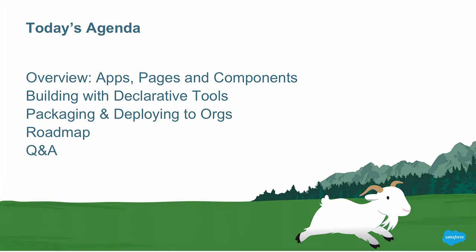So the agenda today, we're going to give an overview. I'm going to go through just what apps, pages, Flexipages, Lightning Pages are. They're actually the same thing. Flexipages is just how we expose Lightning Pages in code. And then we'll talk about components and how all those come together to build an app.